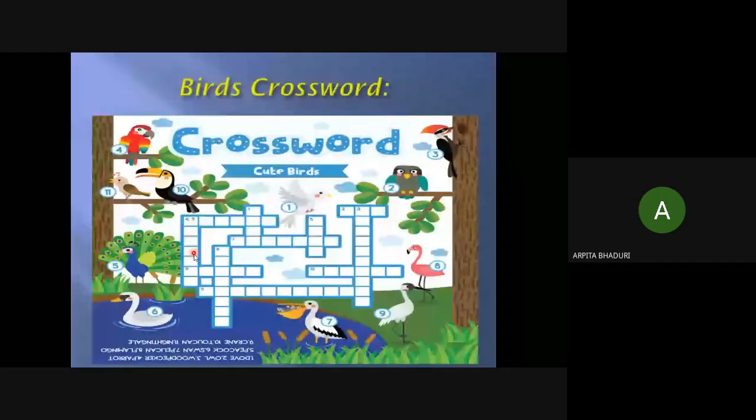Now there is a lot of problem, I think. Yes, ma'am. Then we will go faster with it. Number 10 is here. It is toucan. T-O-U-C-A-N. Toucan. And number 11 is a beautiful bird which sings very sweetly. Nightingale. Exactly. Nightingale. So we come to the end of the crossword.